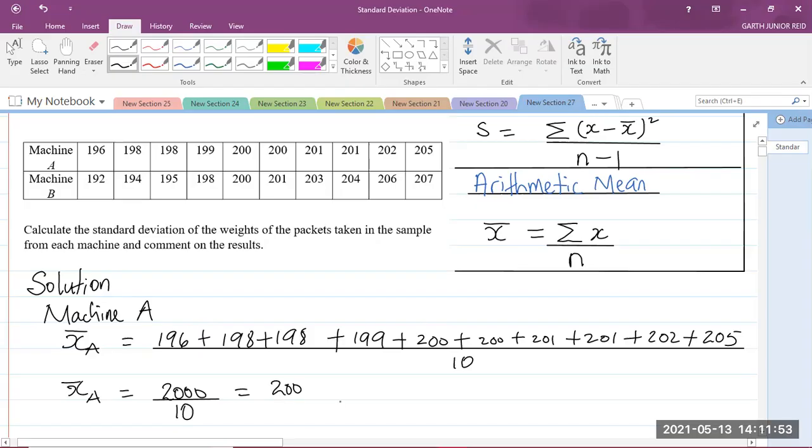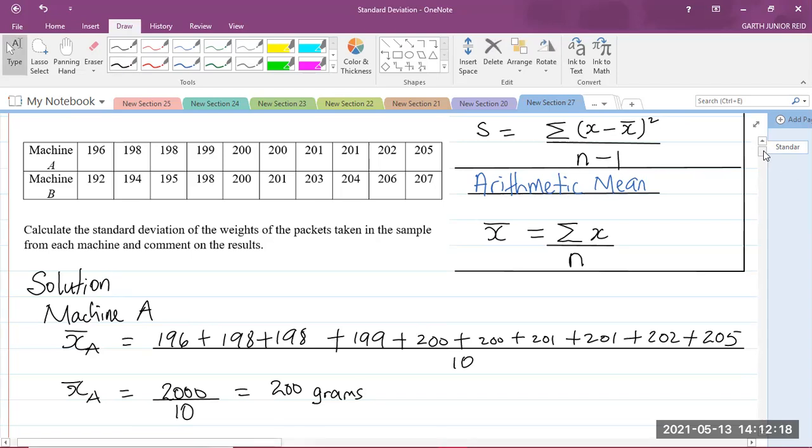Good. So remember the unit now. The unit that was given in the question is grams. So we have 200 grams. Good. So now that we have that, let us now formulate a table in order to calculate the standard deviation for machine A.